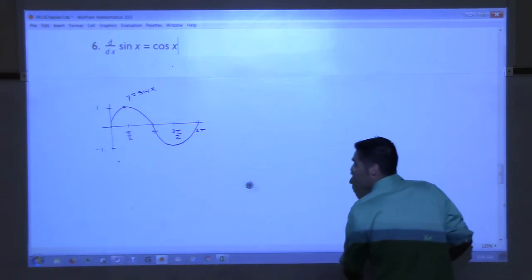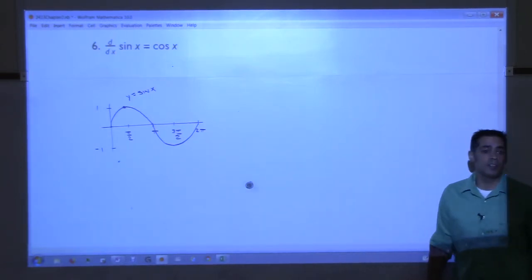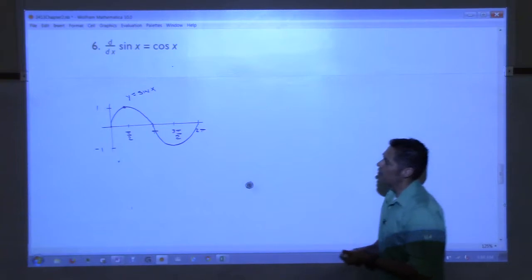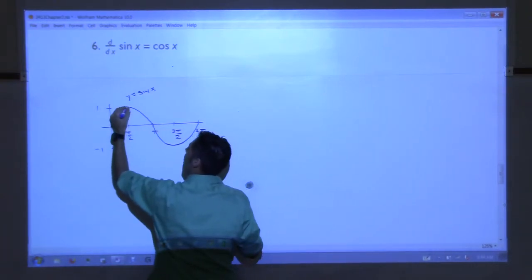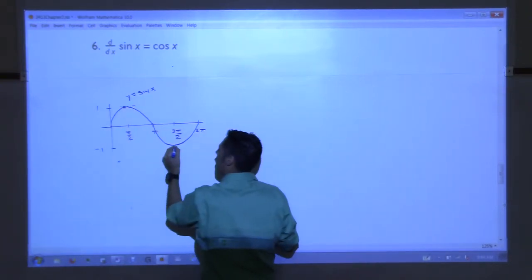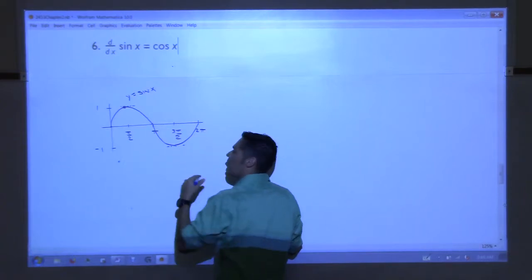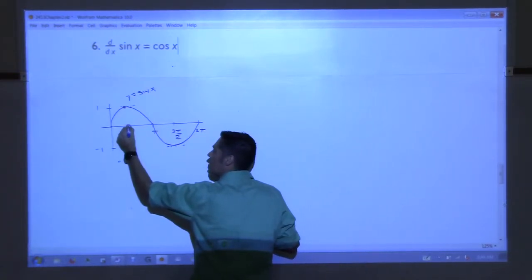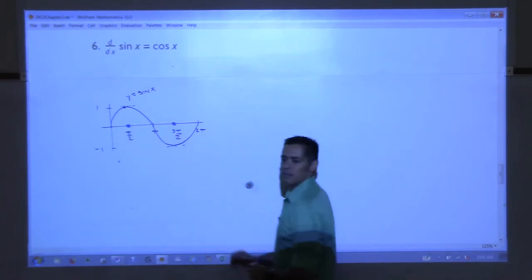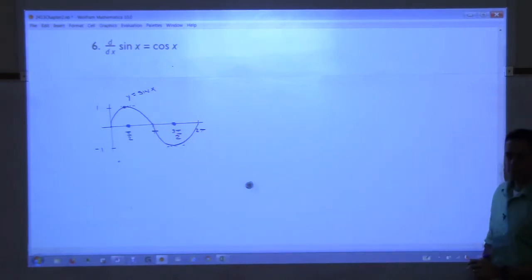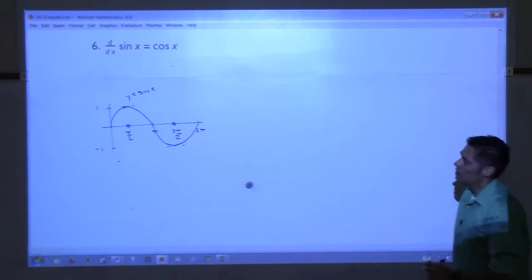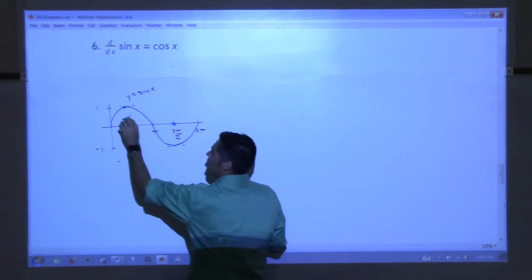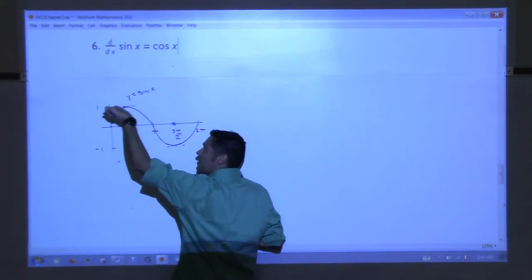Okay, some important places. Can you tell where the derivative is 0? Right? The derivative is 0 at pi over 2. It doesn't look like it, but there and 3 pi over 2. So if I graph the derivative, I should have 0 here and 0 here. Agreed?